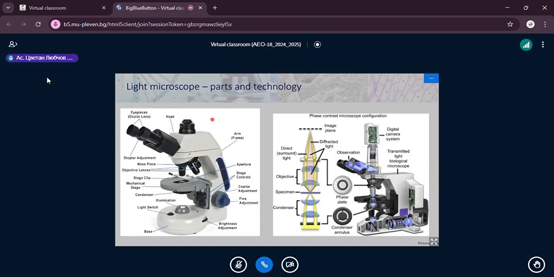Now, our microscopes, guys, have 4 different types of magnification. We have 4 times magnification. We have 10 times magnification. We have 40 times magnification. And as I said before, 100 times magnification, which we are not going to use, guys. So we're going to limit ourselves up to 40 times magnification.